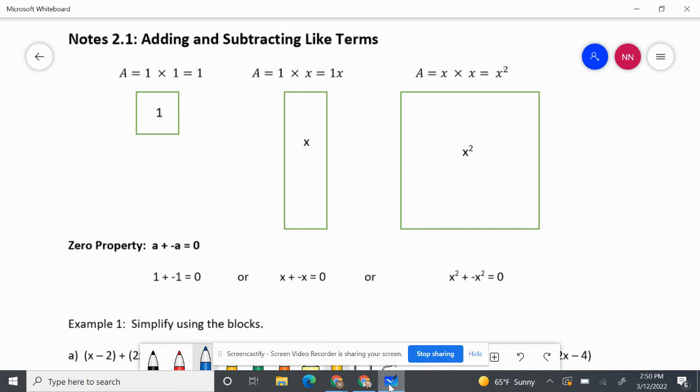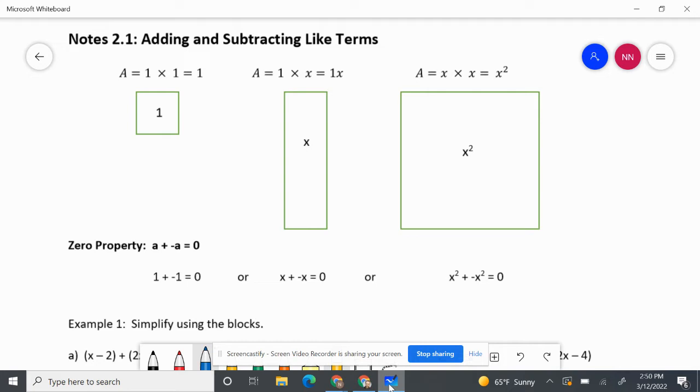We're going to be looking at adding and subtracting like terms. Why this is important is because we're going to move into solving equations. And our equations are going to get so complicated that we are going to need to understand how to add and subtract like terms.